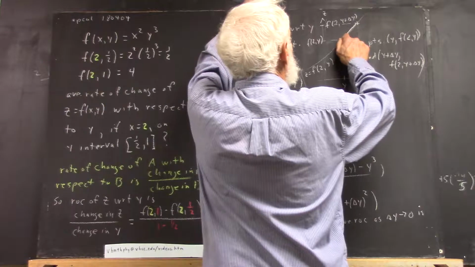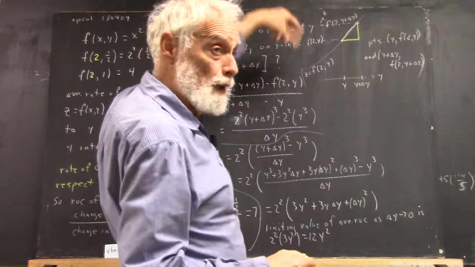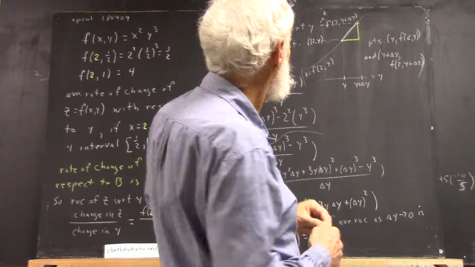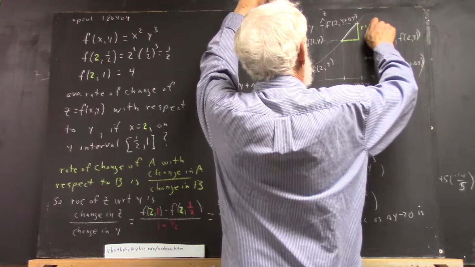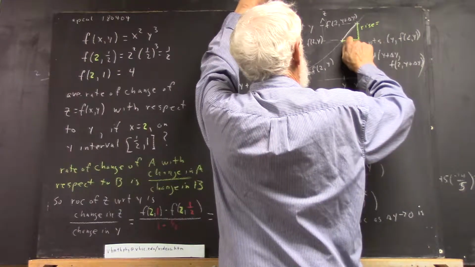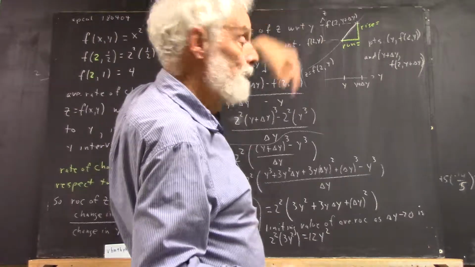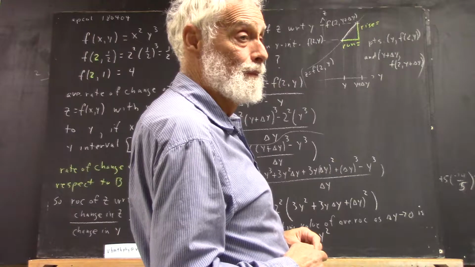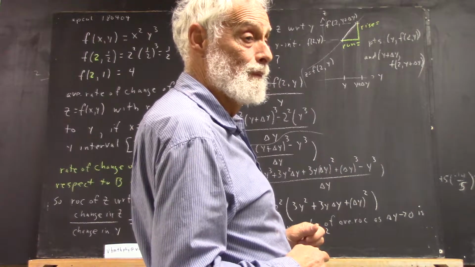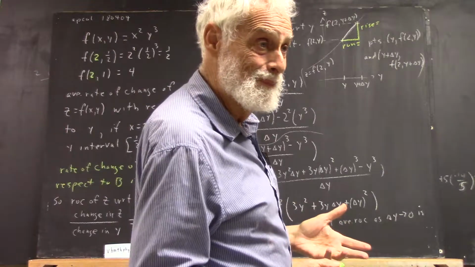So, it's very clear that we can complete a triangle there. I call that a fundamental triangle. It's a very important construct. This is rise. This is run. What is the run? Y plus delta y minus y. But what is that? It's just delta y.